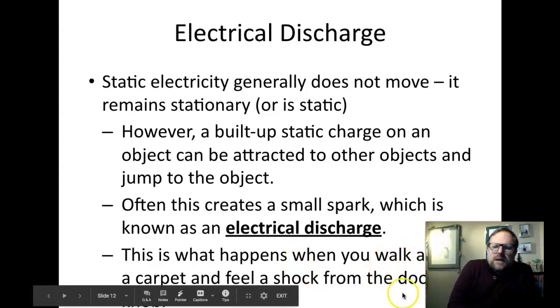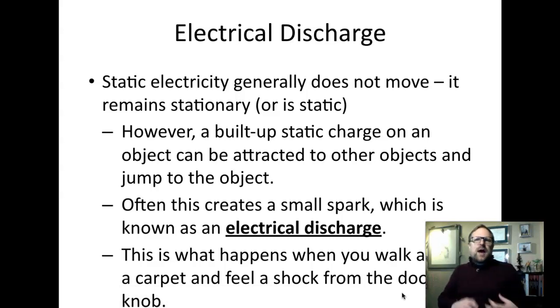So once we've built up charge in something, we can discharge that object. In order to discharge something, we have to build the charge up in the first place. So building the charge up, then we can discharge it. Static electricity generally does not move. It is stationary or static. However, a built-up static charge on an object can be attracted to other objects and jump to the other objects that it's attracted to. So often this creates a small spark, which is known as an electrical discharge.